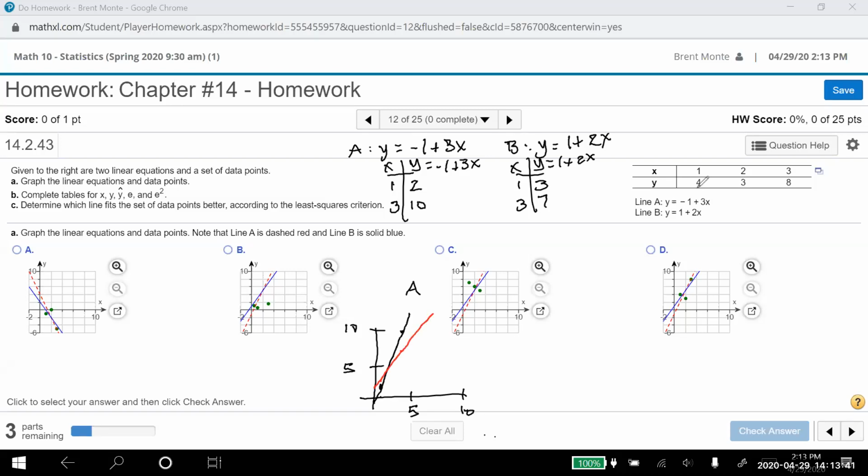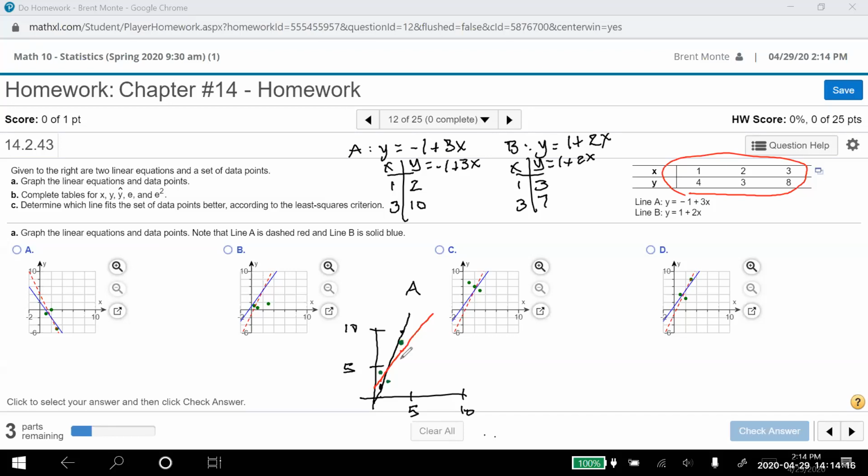And then if I plot these 3 points here, let's plot those in another color. Let's use blue. Oh, they use green. We'll try green. Looks like that green. So let's see. We've got 1, 4. That's going to be a little bit above. 2, 3. And 3, 8. So let's see. That to me looks like D.